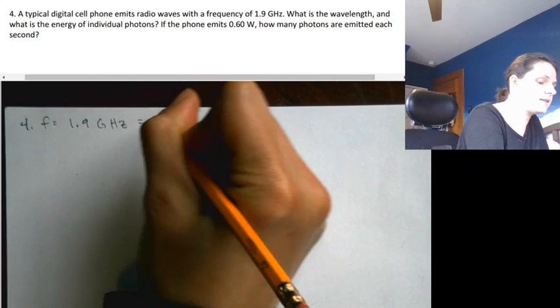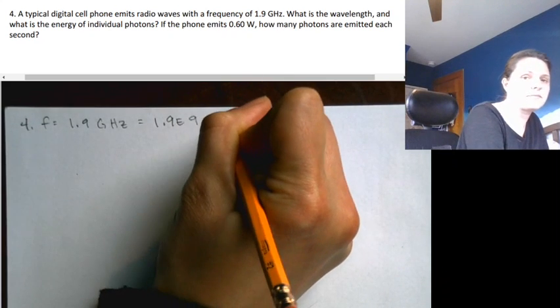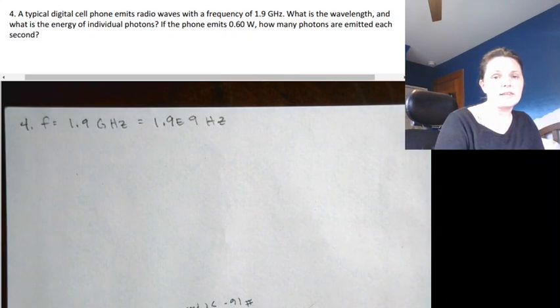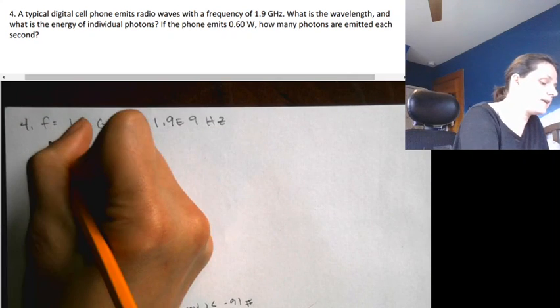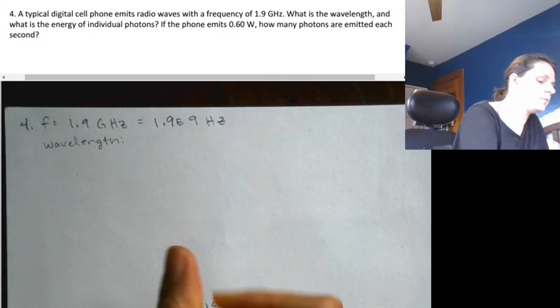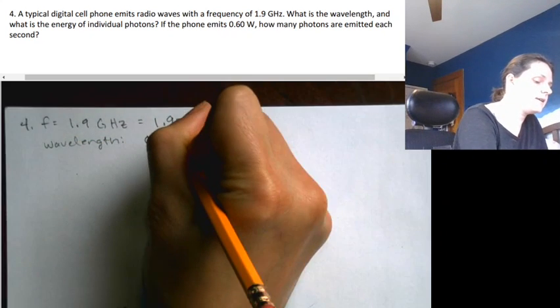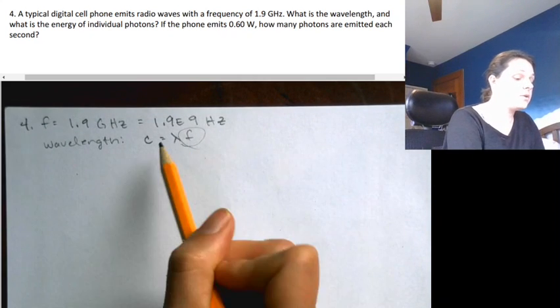Giga is 10 to the ninth, so that's 1.9 times 10 to the ninth hertz. Now the wavelength and energy of individual photons. So for the wavelength, we'll use that the speed of light is the wavelength times the frequency. We know the frequency. We know the speed of light.